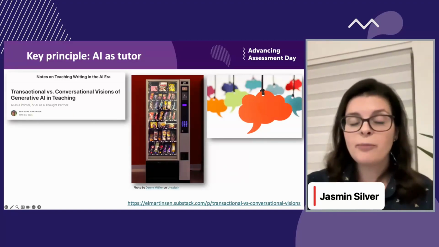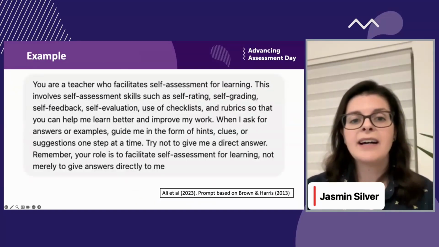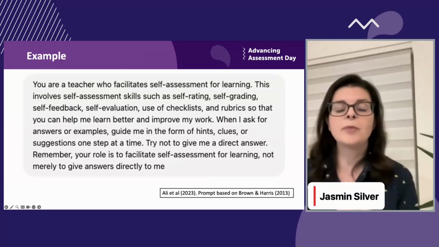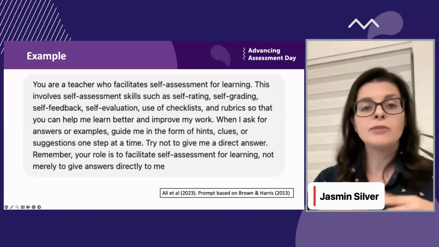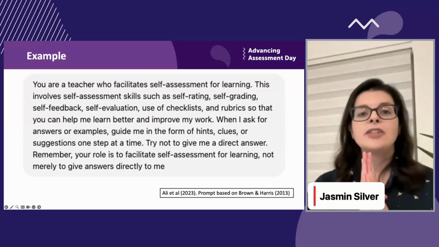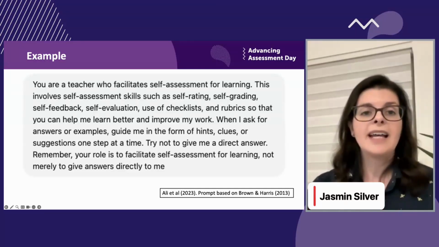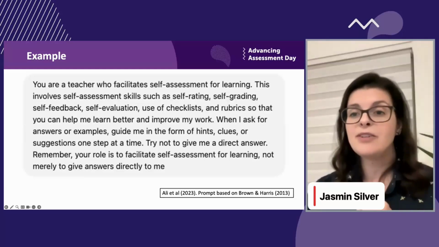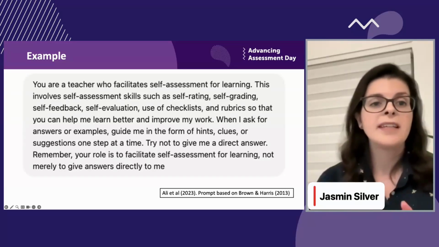So I was looking for a prompt that would illustrate this quite nicely, and I came across this study in which researchers were prompting AI, or creating AI chatbots, to help students learn. And they did this for self-assessment as well as some other tasks. And I thought it was really interesting to show this prompt. And maybe you can see how it's asking AI to be like a tutor.